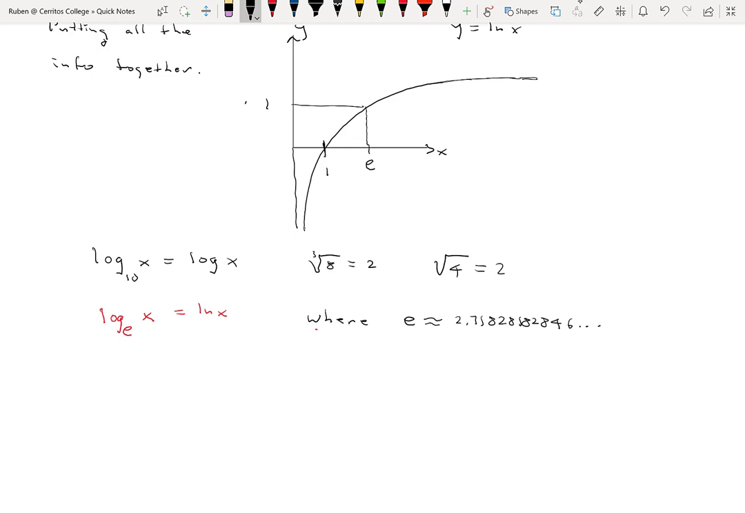Okay. So you ought to memorize that e is approximately 2.7 or 2.72. You ought to know that. That's a good number to remember.